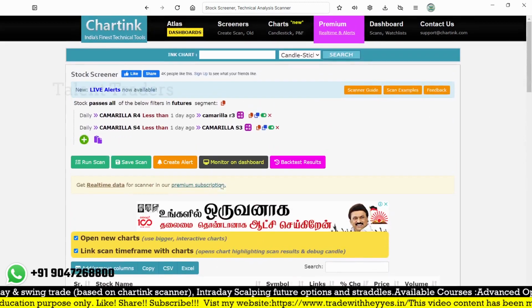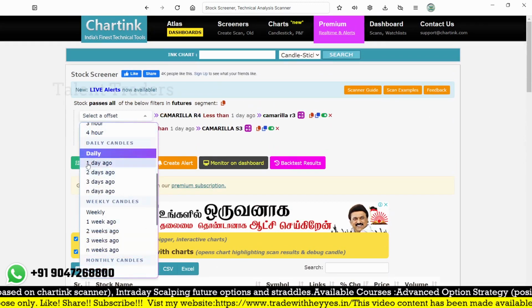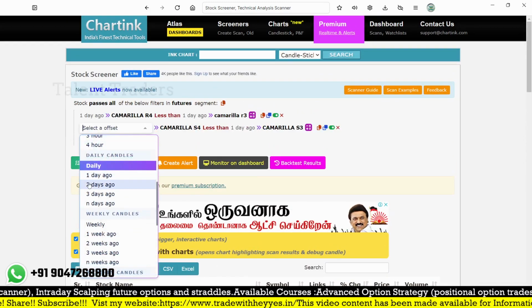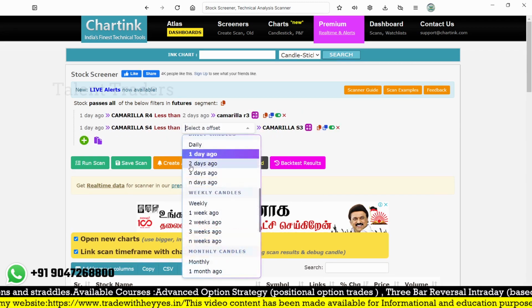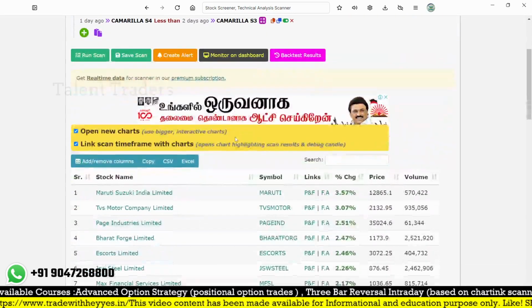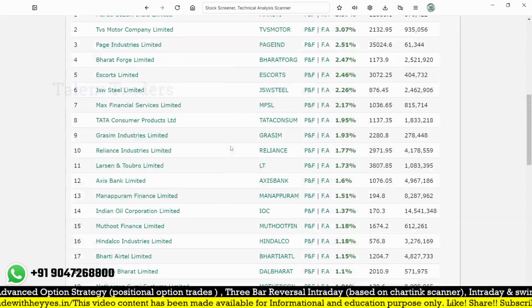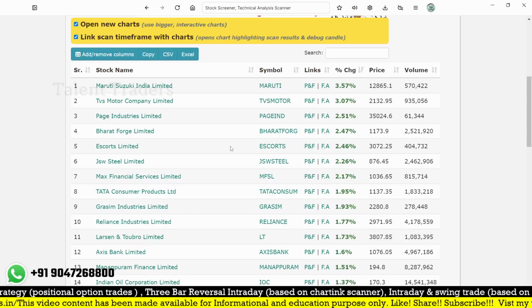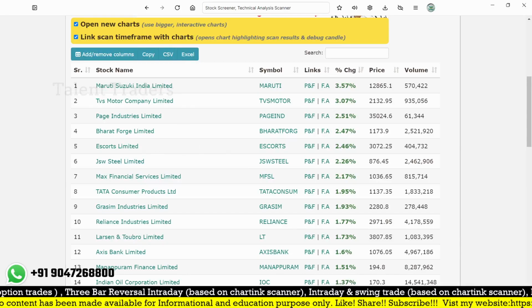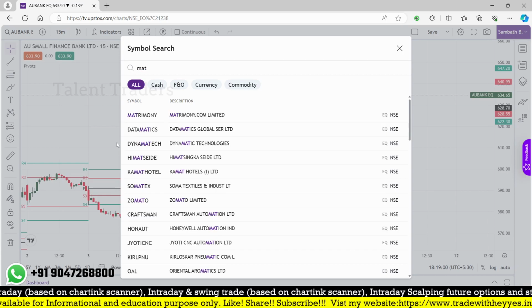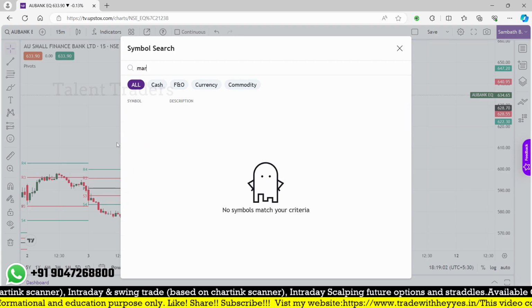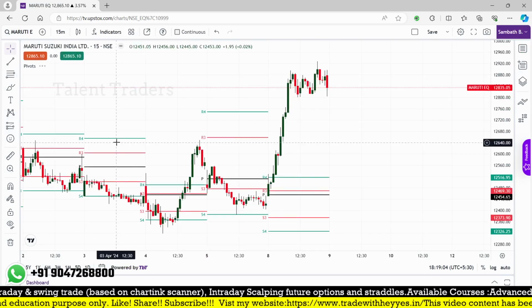It's just tomorrow's stocks. But if I want today's stocks, I need to change it: 1 day ago, here it must be 2 days ago. If you are following this, it will show you current day stocks. Maruti, TVS Motor, these are all the stocks. Let me check what is happening in Maruti and TVS Motor, whether it is right or wrong. But I'm mainly focusing on those stocks which form in options. That would be even better.